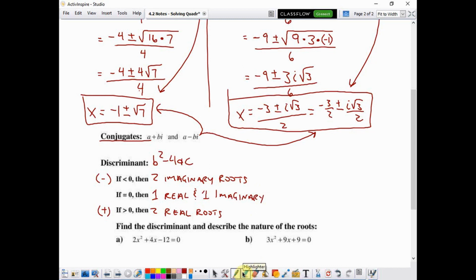Okay, so two imaginary roots might look like this. Doesn't ever touch the x-axis. Two real roots would look like, maybe like that. It touches the x-axis twice. One real and one imaginary means it's going to touch the x-axis one time.